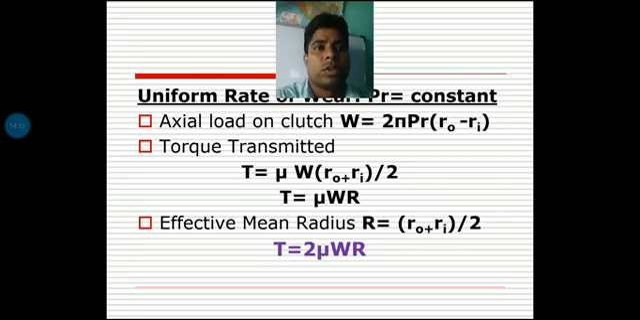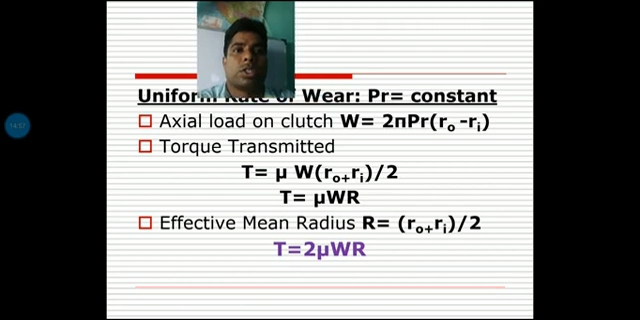That's why the total axial load on the clutch is W equal to 2 pi p r. Here p r is one product, and that product is constant. So W is 2 pi p r times (ro minus ri), the outer radius minus the inner radius.